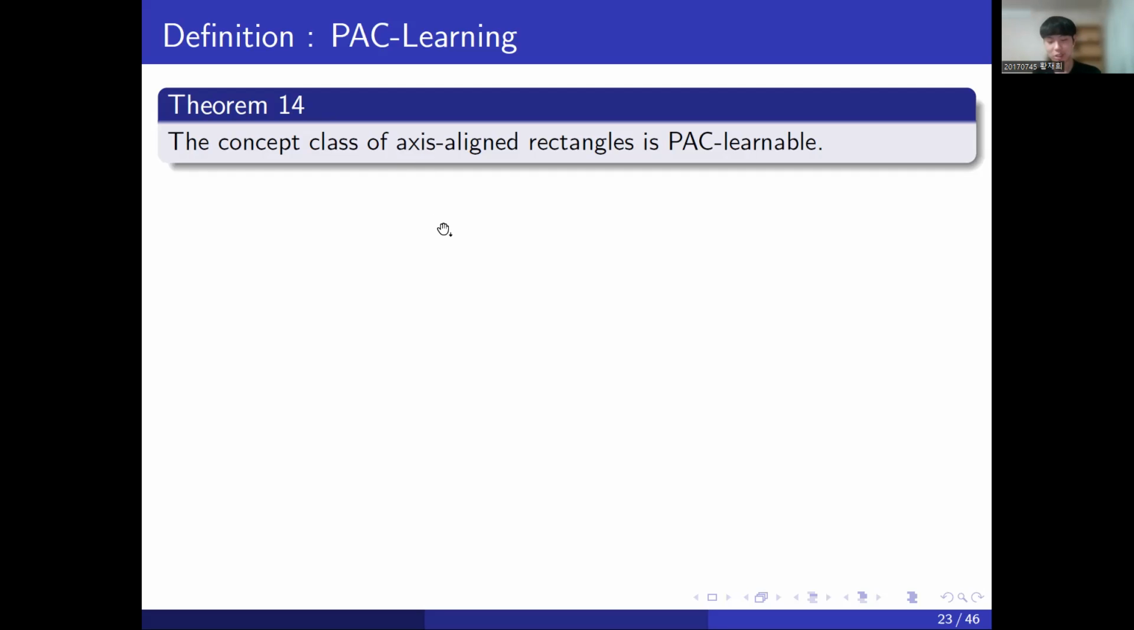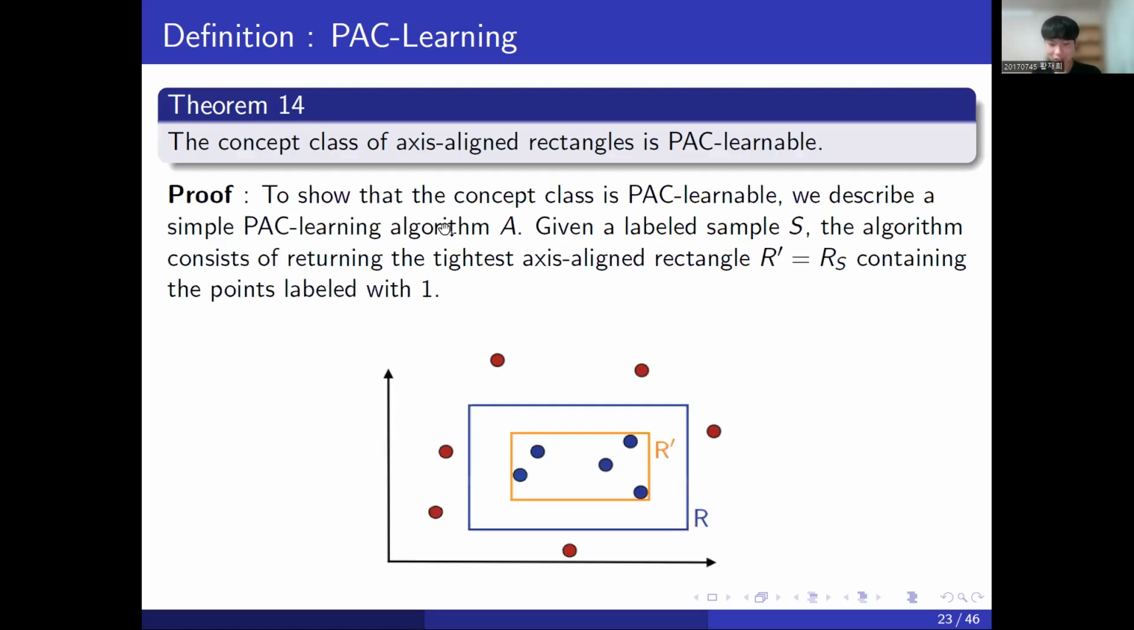The proof of this is quite long, so please listen carefully. To show that the concept class is PAC learnable, we describe a simple PAC learning algorithm A. Given a labeled sample S, the algorithm consists of returning the tightest axis-aligned rectangle R prime, R_S, containing the points labeled with 1. See this figure? I said returning the tightest axis-aligned rectangle, and this figure explains the situation. Now I think you understand the situation intuitively. So let's move on to the next step.